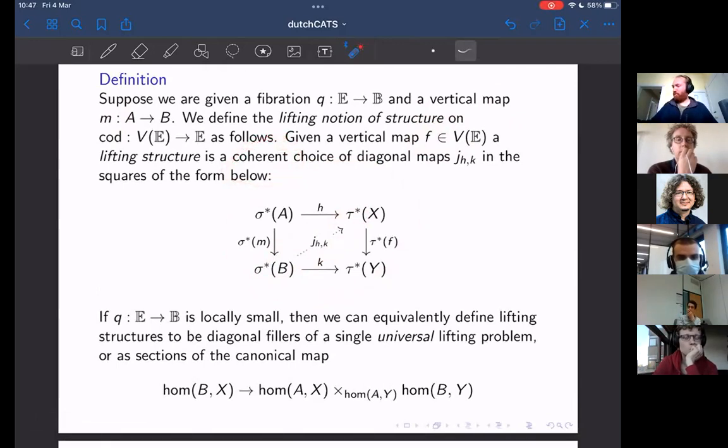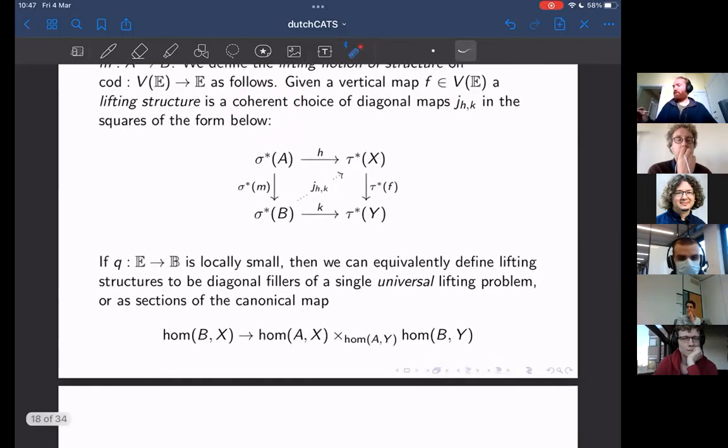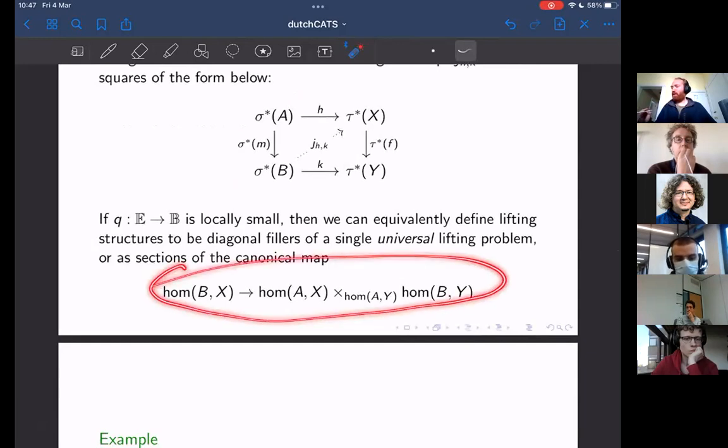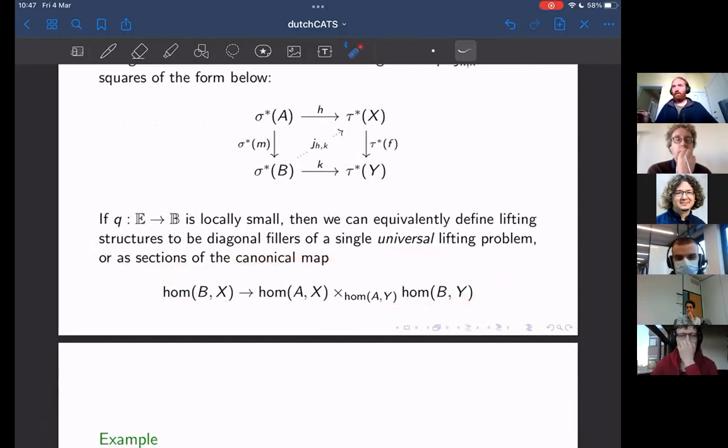And if this is a locally small fibration, then we can also phrase this in various different ways. For example, we have a canonical map here in B, which takes a diagonal map and composes it with these maps to get a square. And a lifting structure is a section of this map.